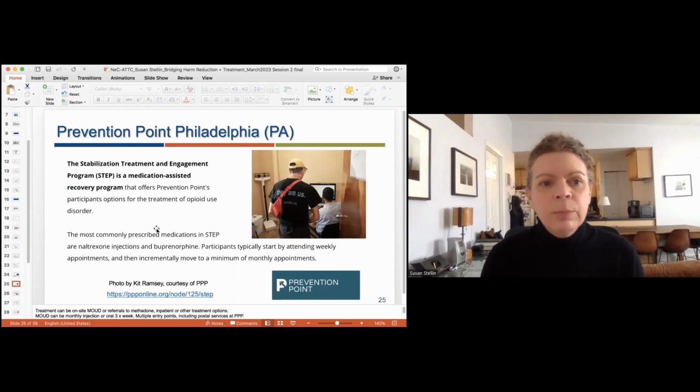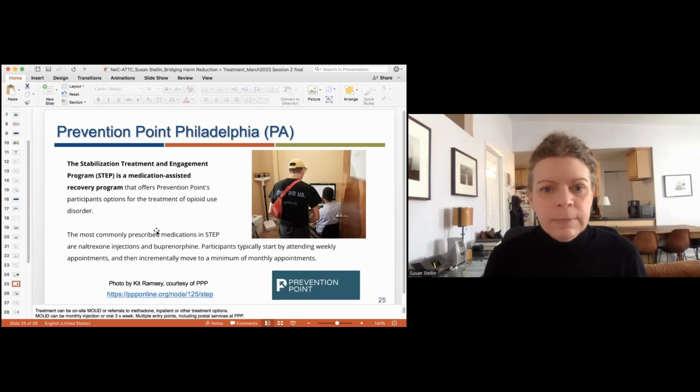this program they have called STEP, which is the Stabilization, Treatment, and Engagement Program, a medication-assisted recovery program that offers participants options for treatment for opioid use disorder. So the most commonly prescribed medications they use are either the naltrexone injections or really mostly buprenorphine these days. And they also do referrals to methadone treatment, inpatient, and other treatment options.